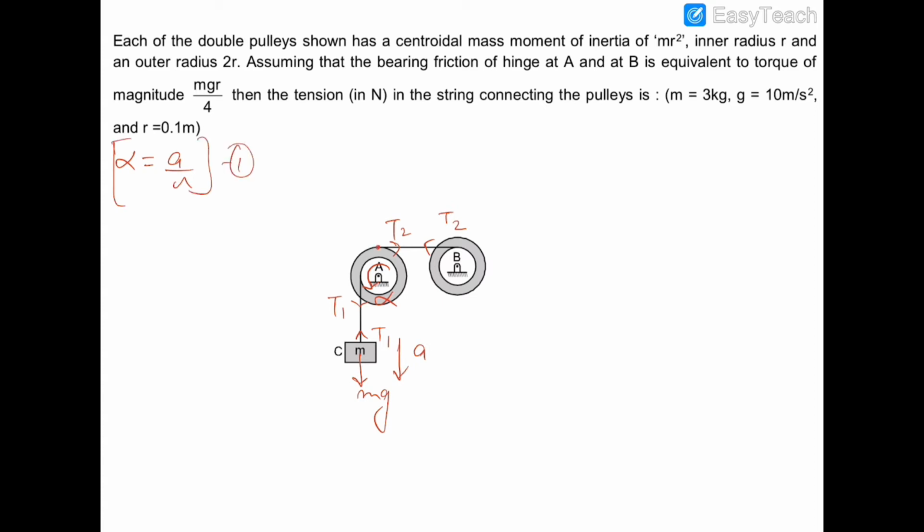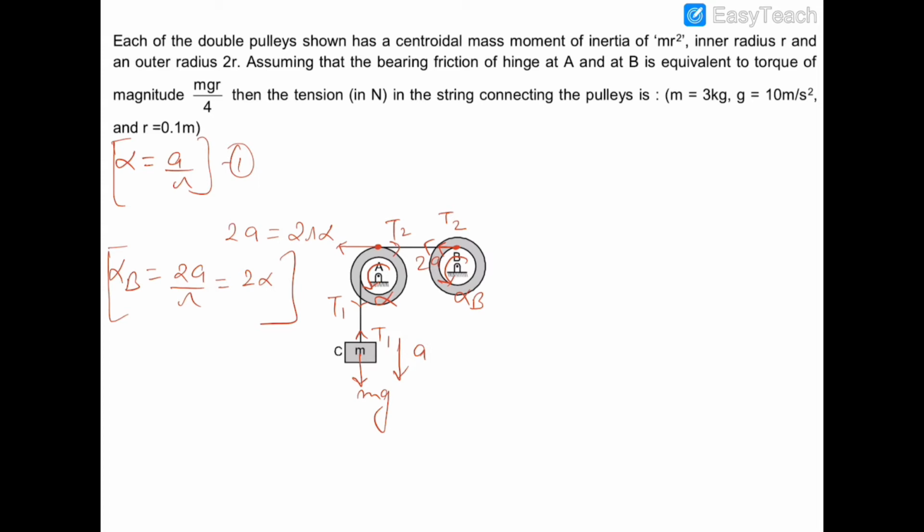Now the acceleration of this point would be equal to 2r alpha. So this 2r alpha is equal to 2a. So therefore the acceleration of this point would also be equal to 2a. So the angular acceleration of this pulley, alpha b, would be equal to 2a by r. So it is equal to 2 alpha.